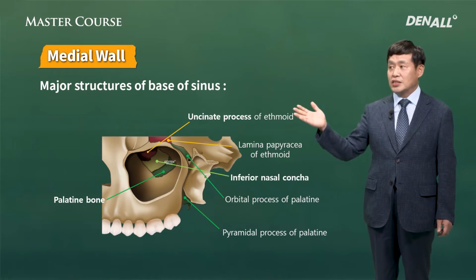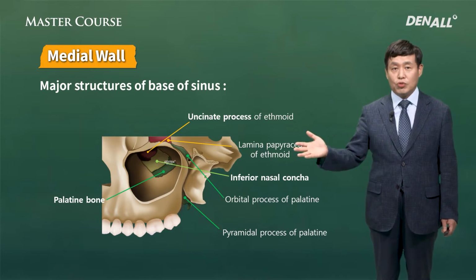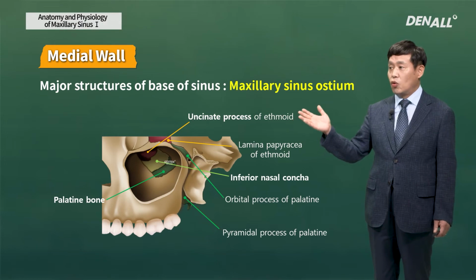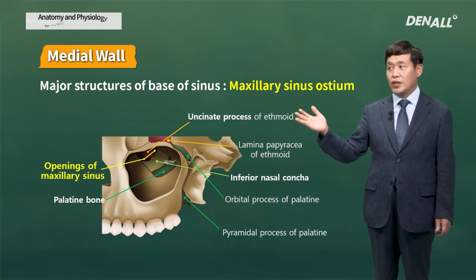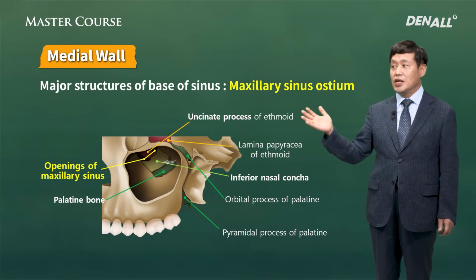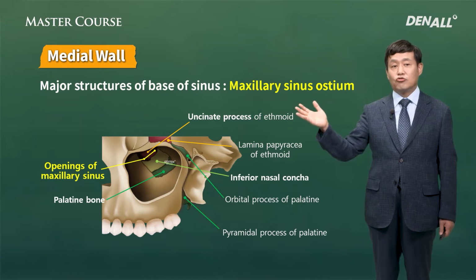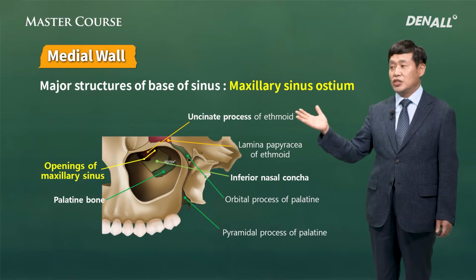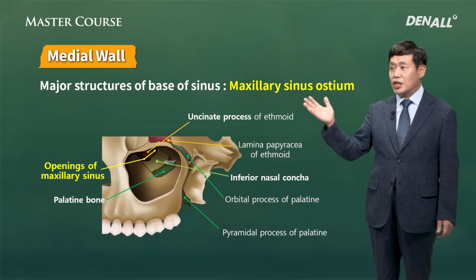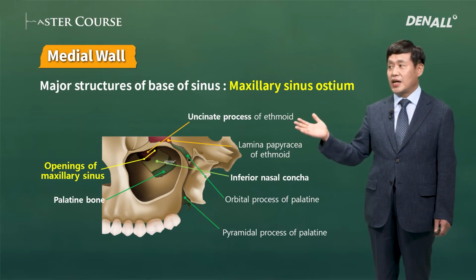So like this, the base of the sinus, the base of the pyramid in the medial wall, the most important part is the maxillary sinus ostium. Simply put, it is an opening for drainage to go to the nasal cavity. As I said, it is an opening between the inferior turbinate bone and ethmoid bone. The uncinate process and other structures exist which make access very difficult, but basically it is an opening between the ethmoid bone and inferior turbinate bone.